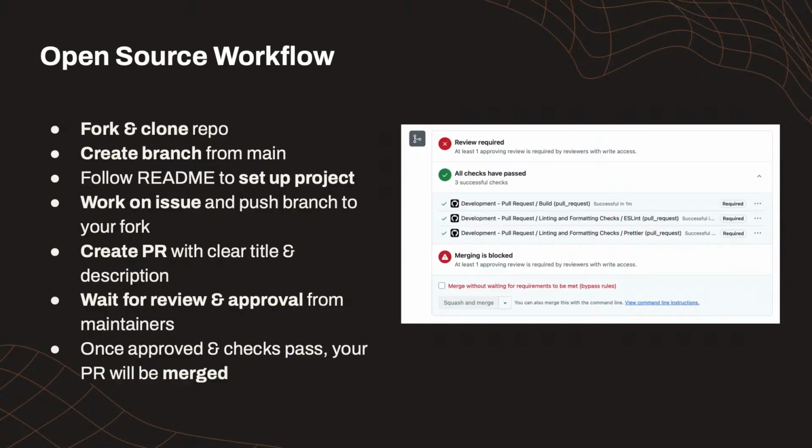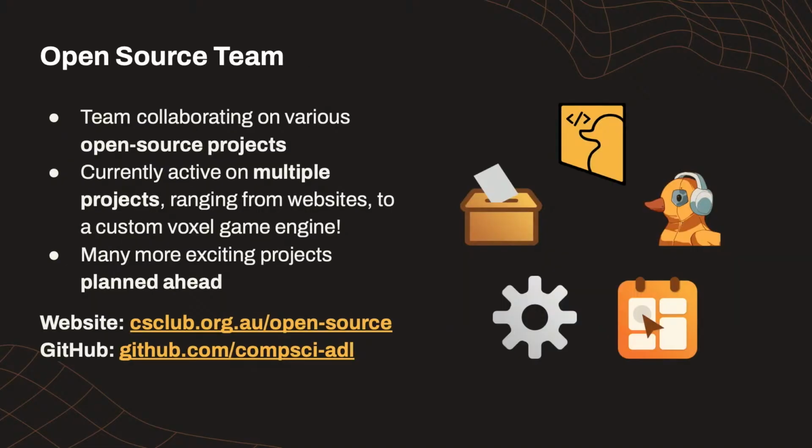Like I mentioned before, the open source workflow is slightly different. Basically you fork and clone a repo, create a new branch from main, follow the README to set up the project, work on an issue that you want to work on, push your branch to your fork, and then create a pull request with a clear title and description. Hopefully, if it has status checks, it passes all of these, otherwise you have to try to fix it. After that, you can wait for review and approval from the project maintainers. Once approved and checks pass, your pull request will be merged.